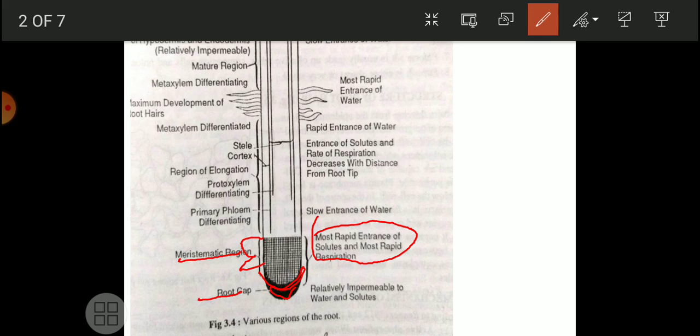Now, above the meristematic region, we will be able to find the region of elongation. This total region is a region of elongation, isn't it? Here the entrance of solute and rate of respiration decrease with distance from the root tip. As we go above or behind the root tip, the rate of respiration and the entrance of solute also decrease, isn't it? So this region is known as the region of elongation.